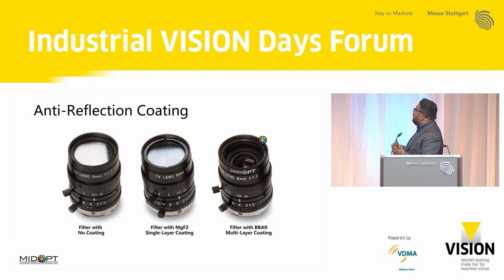And the last filter has a broadband AR multi-layer coating. It looks like there's no filter on there because it's not reflecting that much light. So this is, again, a very useful way to increase the transmission, increase the image quality, and reduce reflections by using anti-reflection coatings.